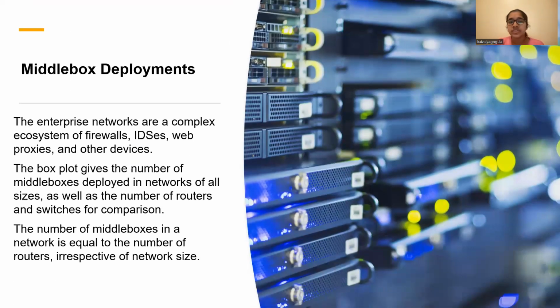Enterprise networks are complex ecosystems of firewalls, IDSs, web proxies, and other devices. The box plot gives us the number of middle boxes deployed in a network for all the sizes, medium, small, large, and very large, as well as the number of routers and switches for comparison. The number of middle boxes in the network is equal to the number of routers, irrespective of network size.